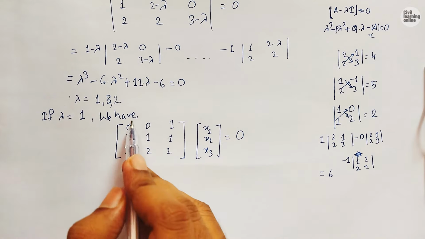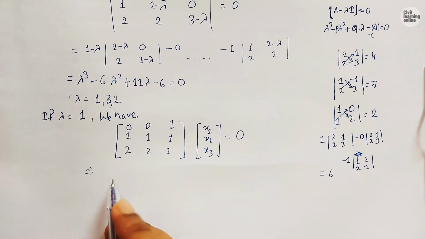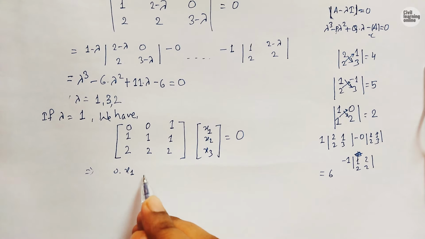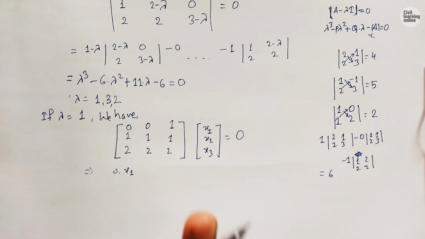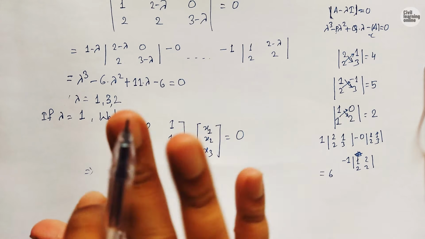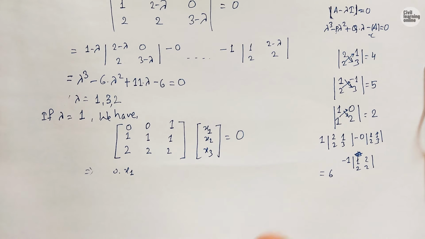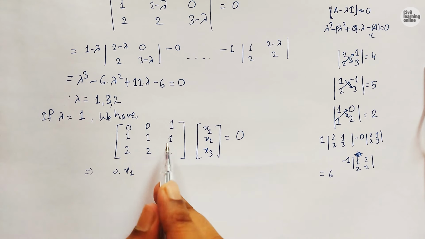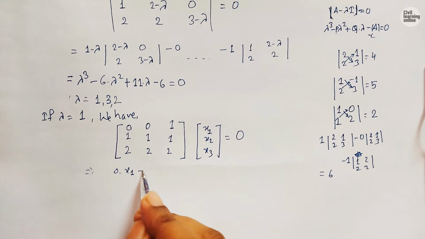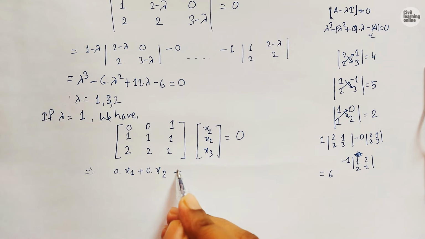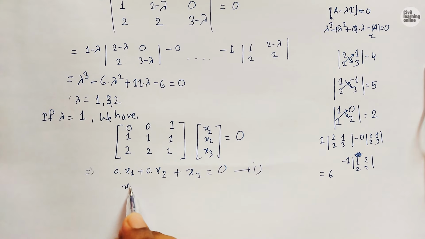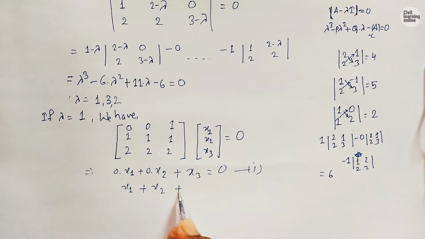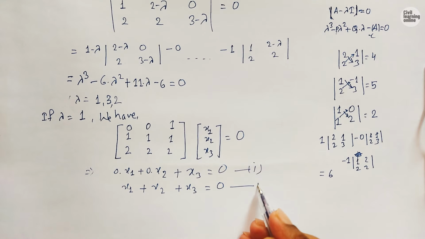Now we will do the multiplication here so that we will get some equations. What I am going to do here is take 2 equations. You have to take the equations in such a form that on subtracting the coefficients we will not get 0. None of the rows or columns on subtraction should give 0. So here we have 0 times x1 plus 0 times x2 plus x3 equals 0. Let it be equation 1. Again we will have x1 plus x2 plus x3 equals 0. Let it be equation 2.